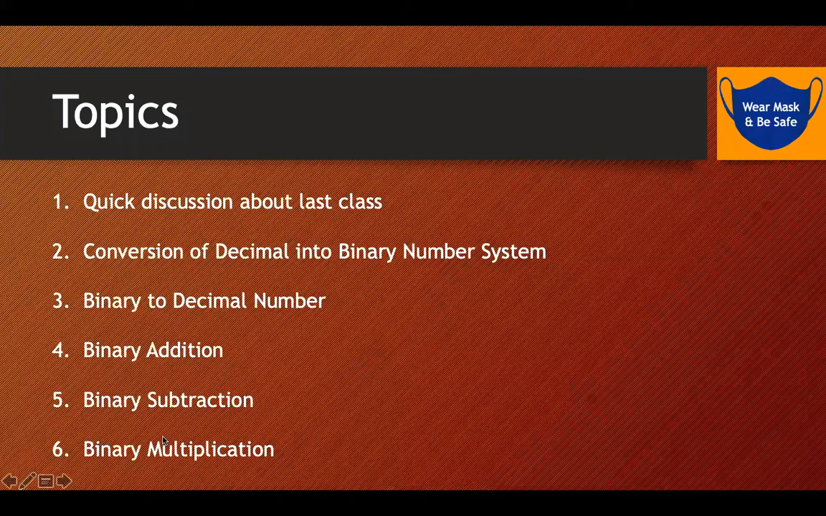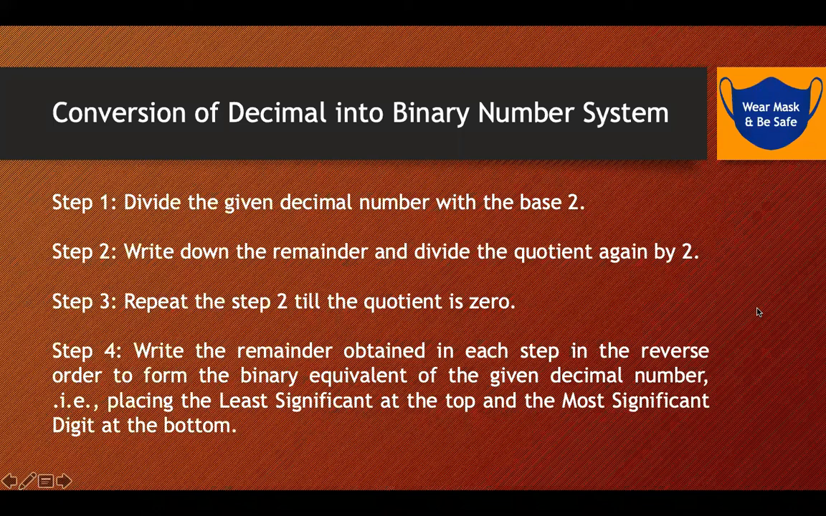First one is conversion of decimal into binary number system. How can we convert from a decimal number to the binary number system? For this, we have to follow a set of steps. First step: divide the given decimal number by the base 2.